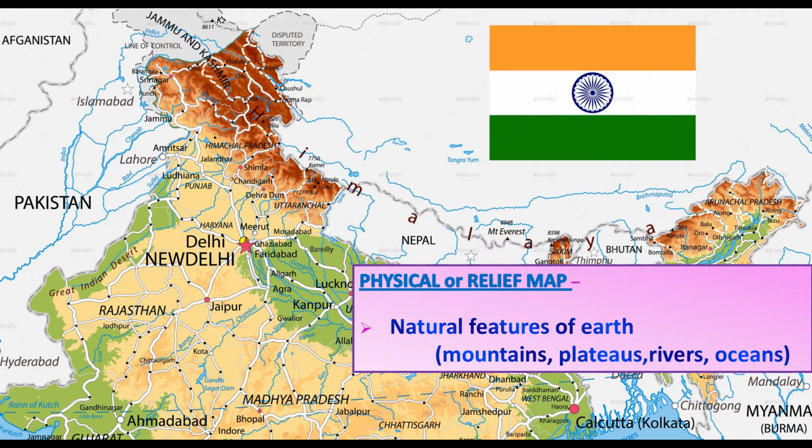Physical maps or relief maps. They show natural or physical features of Earth such as mountains, plateaus, plains, rivers, oceans, etc. They are called physical or relief maps. This is a physical map which shows mountains with the color brown and the plains with the color green. So the physical map shows geographical features of a place.